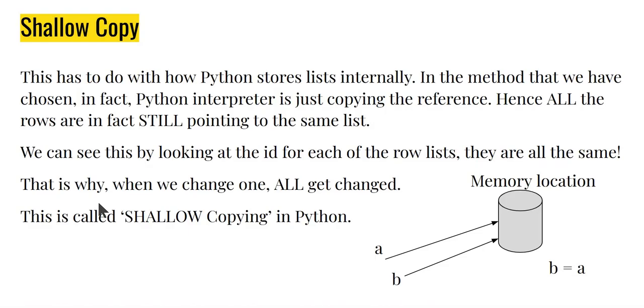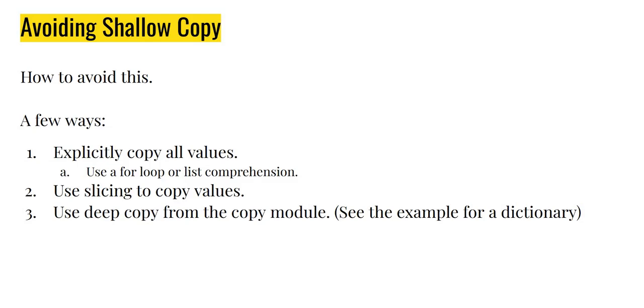So to summarize, the right way to make a two-dimensional list is to avoid shallow copying. The way I can do that, as we have seen, is to explicitly copy all the values using a for loop or a comprehension. This works quite well. You can also use slicing for lists. If you create a slice, it's a new explicit copy. Or you can use, like I said, deepcopy from the copy module.